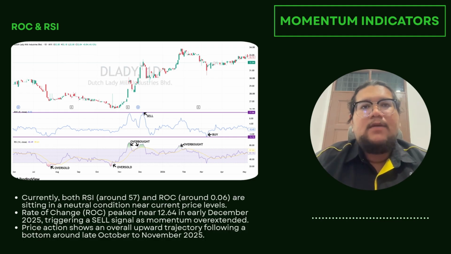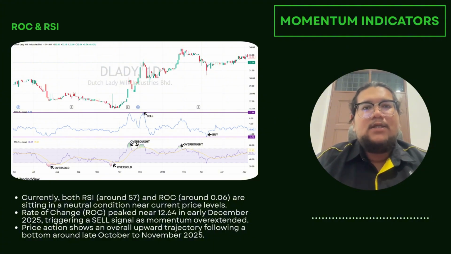Turning to our momentum indicators for Dutch Lady, both the rate of change and relative strength index are currently reflecting neutral, balanced trading conditions following an overall upward trajectory from the late October 2025 bottom. The rate of change peaked at 12.64 in early December 2025, successfully triggering a sell signal to exit overextended territory before consolidating down to 0.06.